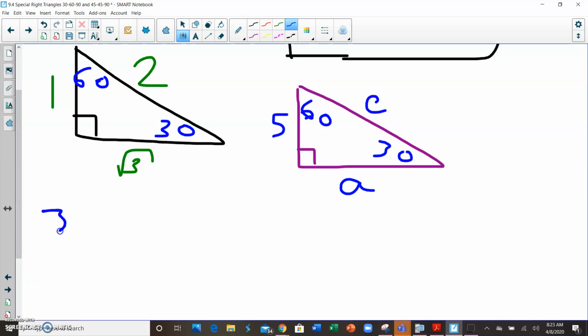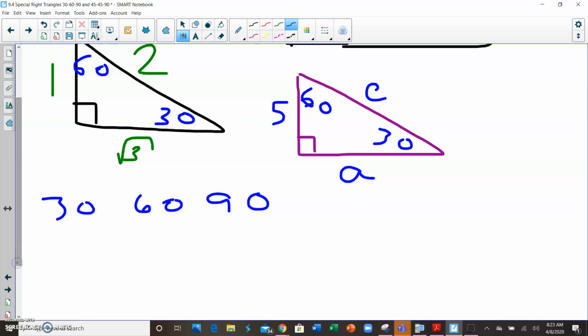All right, so what I do is I set this up as a 30, 60, 90. We're going to do this for every single 30, 60, 90 problem. Underneath the 30, what side goes with the 30? The 1 correlates with the 30. It always will. The 60 is always underneath that as the square root of 3. And across the 90 is always the 2. Now what we're going to do is set up a proportion with our new triangle.